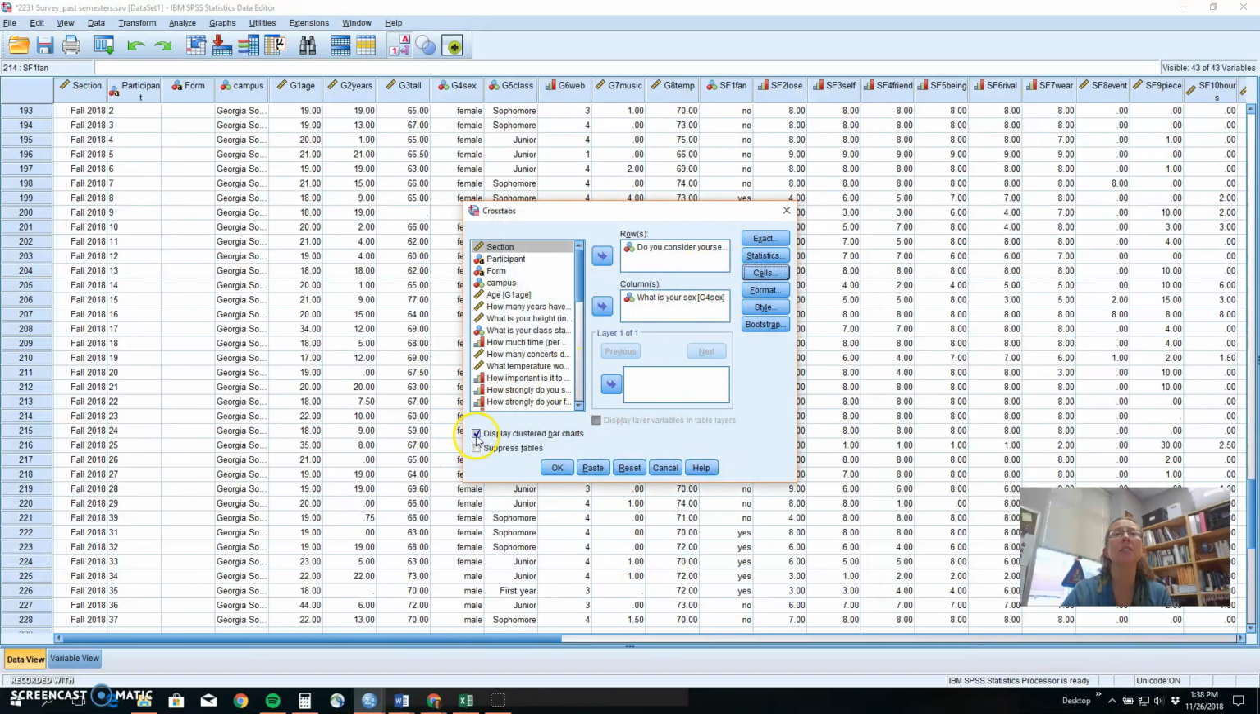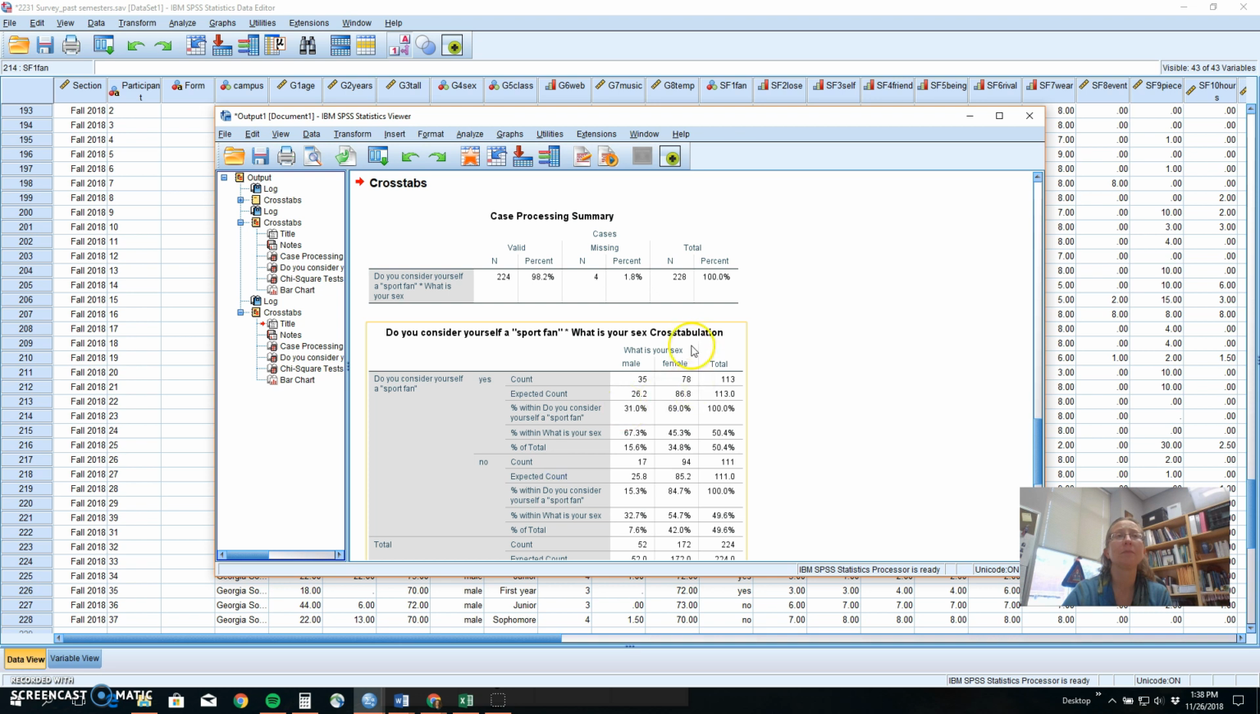The last thing that we need to do is make sure we have this box checked to display a clustered bar chart. This will help you make sense of the chi-square analysis once you run it. Once you have these three things, statistics, cells, and display bar charts, click OK.